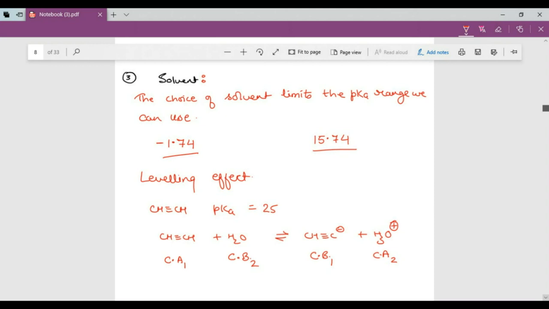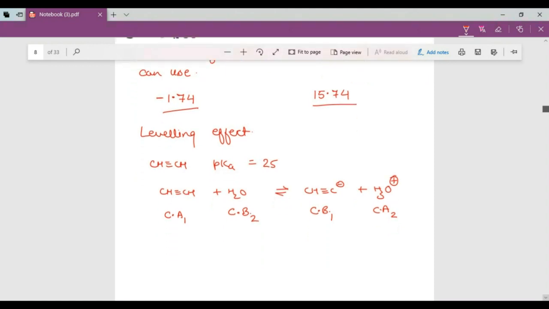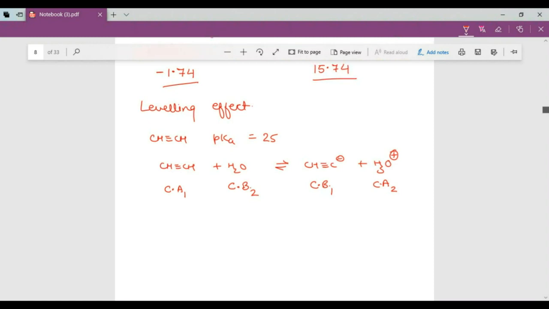I cannot make it forward at all, because for this equilibrium to be forward, Ka of acetylene upon Ka of H3O plus, that K equilibrium, should be high, greater than 1, which is not the case. So this reaction will not take place. This reaction will fail in water. I hope I have made my point to a certain extent.